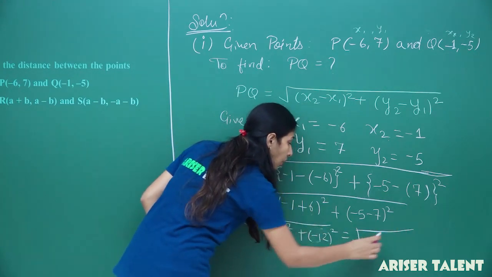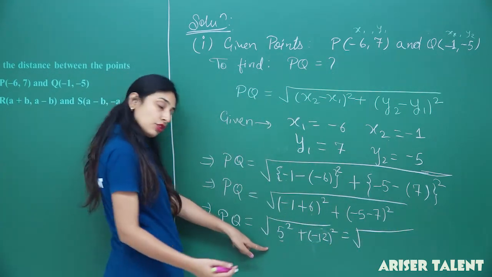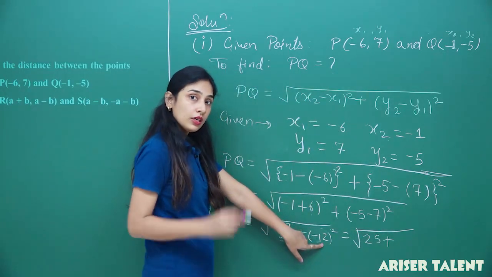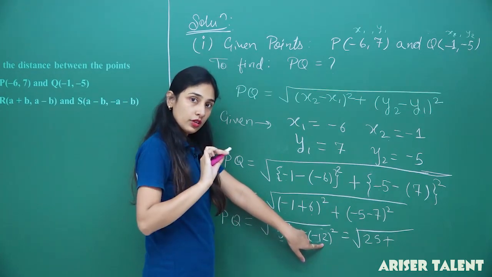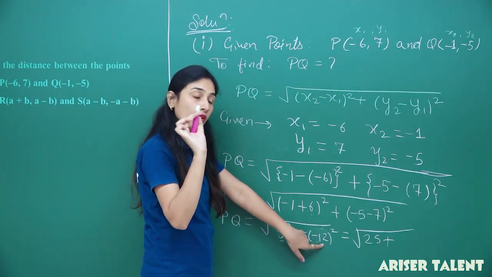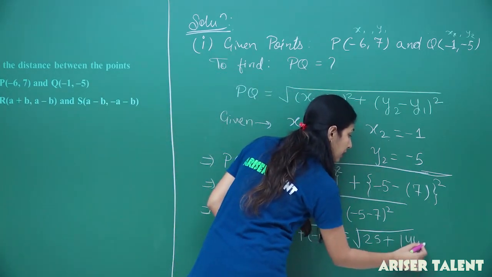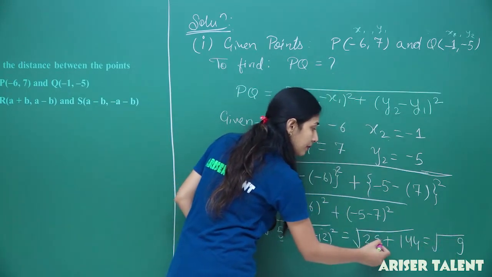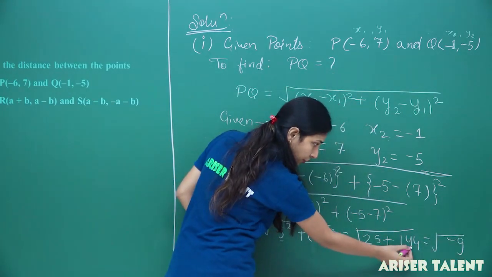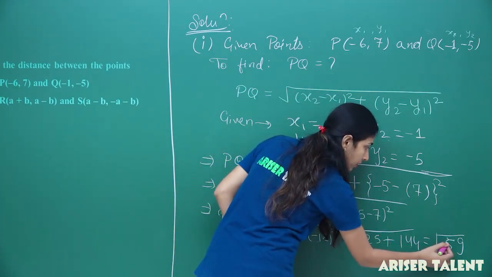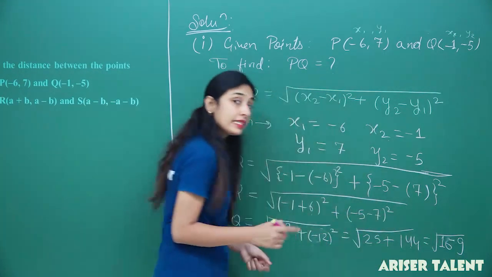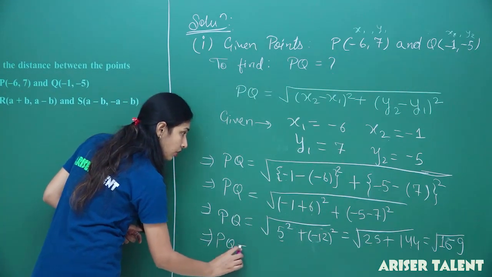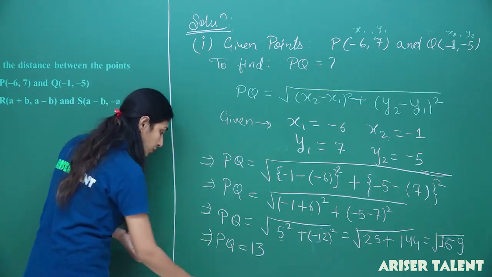Now, student, you know that the square of 5 is what? 25. And square of minus 12 is what? Minus again plus, so positive, that will be 144. If you sum that, it will be 9 here, 4 and 5 and 6, so 6, and 1 here. So 169. Now square root of 169 is what? PQ equals 13. PQ equals 13.